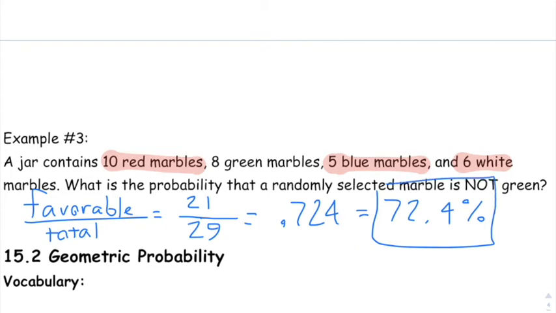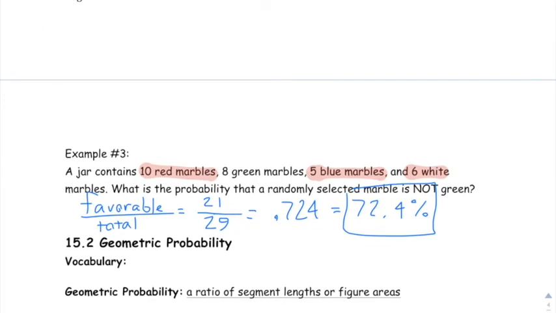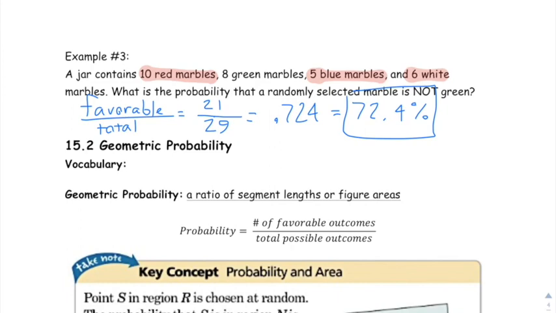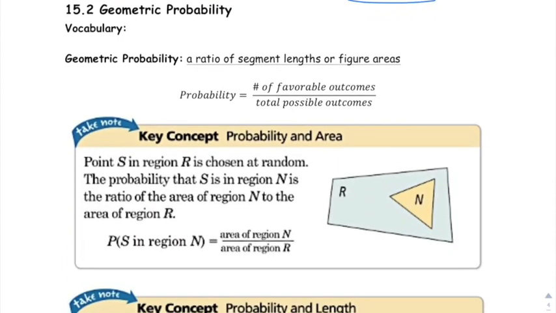Now where probability gets really fun is when you start adding in other factors. Maybe you pull out multiple marbles at the same time. Maybe you pull out one at a time. Maybe you pull out one at a time without replacing or with replacing. That's when probability gets pretty advanced, but we stick to it pretty simple today.